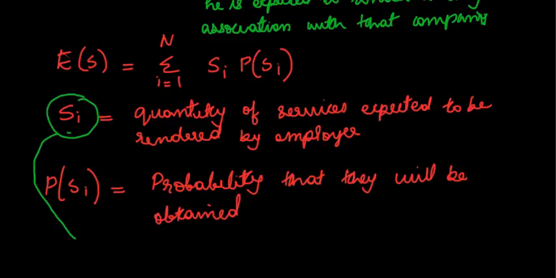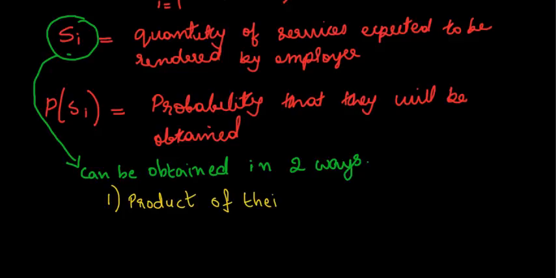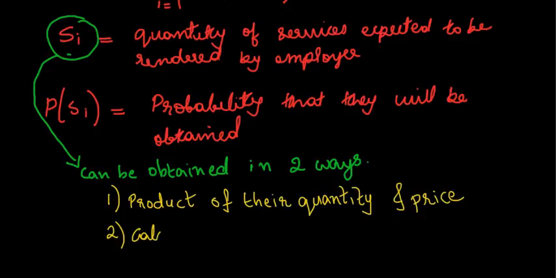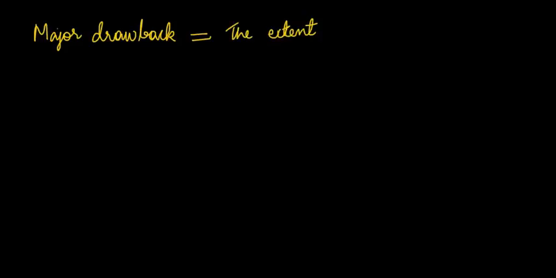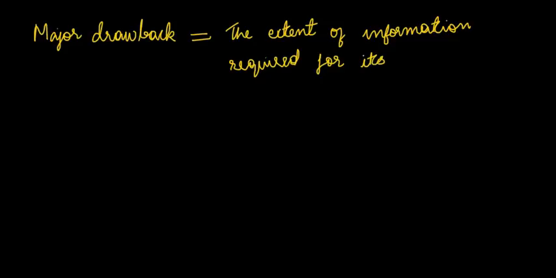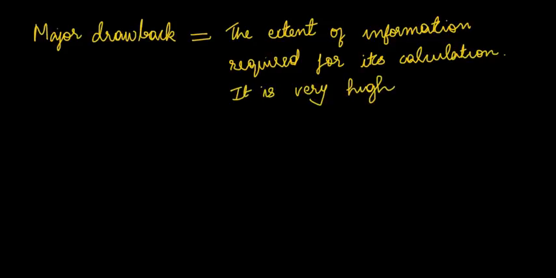Si can be derived monetarily in one of the two ways below. A. By determining the product of their quantity and price, and B. By calculating the income expected to be derived from their use. The main drawback of this model, however, is the extent of information required to make the necessary estimates of the values of service states, the expected tenure, and the probability that the individual will occupy the state for the specified period of time. However, if this information can be made available, this model emerges as one of the most sophisticated models for determining the value of individuals.